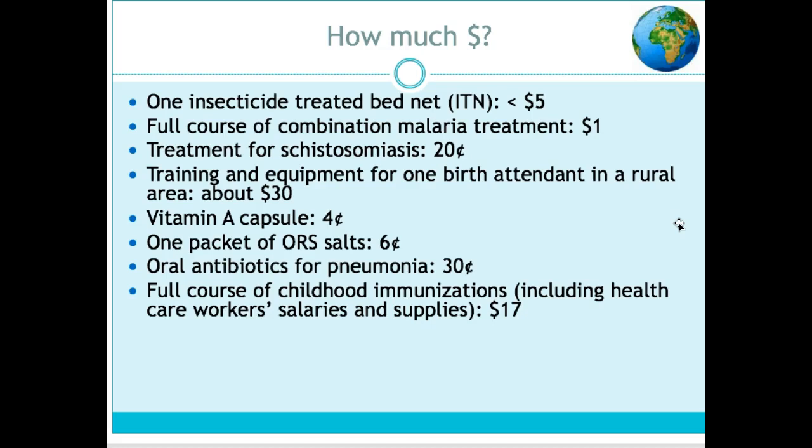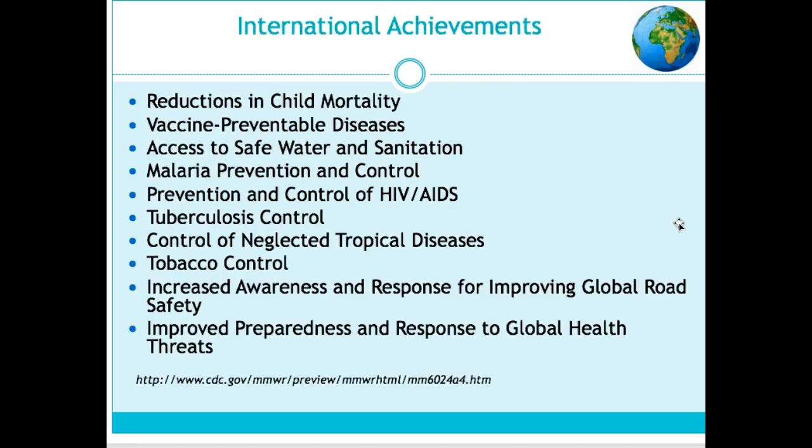Why can't we cure these diseases if the treatment is only 20 cents? How much to train and equip one rural birth attendant? $30. How much is a vitamin A capsule? About 4 cents. How much is one packet of oral rehydration salts to save a child dying from diarrhea? 6 cents, merely 6 cents. How much are oral antibiotics to treat pneumonia? 30 cents. And how much is a full course of childhood immunizations, including all healthcare worker salaries and supplies? About $17. That's not much. It's pennies.